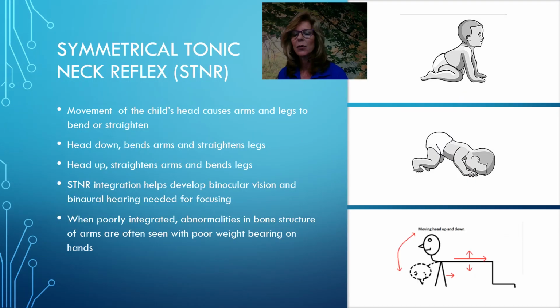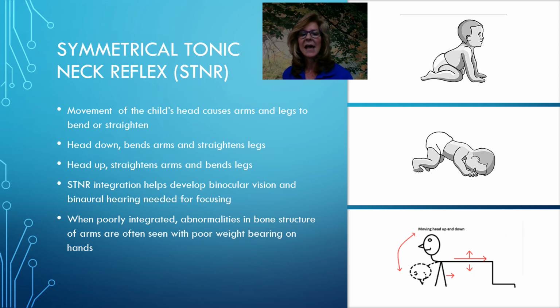The other very important reflex that contributes to all types of learning problems, including amblyaudia, is the symmetrical tonic neck reflex, or STNR. What happens is that movement of the child's head causes the arms and legs to bend or straighten when we're infants. And this is usually happening around the time the baby's getting ready to crawl or crawling. This is around 9 to 10 months of age.